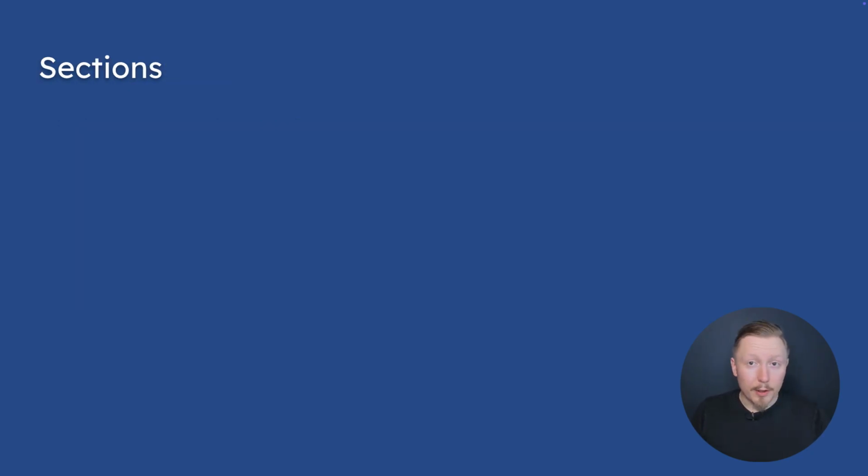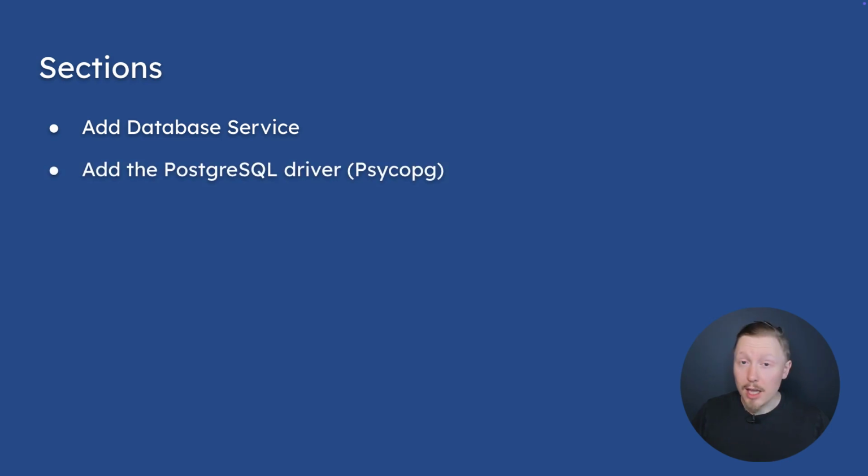This tutorial is going to be broken down into the following sections. So we're going to start by adding the database service to Docker Compose. Then we're going to add the Postgres driver, the Python driver called psycopg2. I think that's how you pronounce it, or just psycopg. We're actually going to be using version 3 instead of version 2, which is the old version. And we're going to configure Django to use the database that's going to run in Docker Compose.